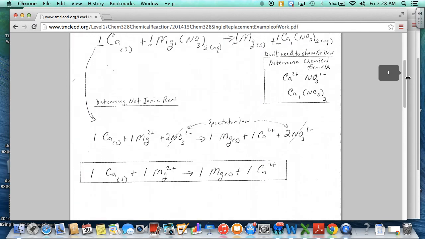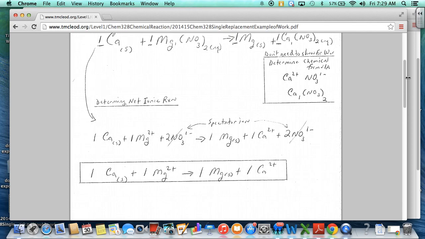Now, if you have read or watched or understand how to determine a net ionic reaction from a balanced complete chemical reaction, then I show you the work you need to do to show the net ionic reaction for this single replacement reaction. As before, I'll just briefly explain it. You must have a balanced complete chemical reaction. Balancing makes it easier to understand.